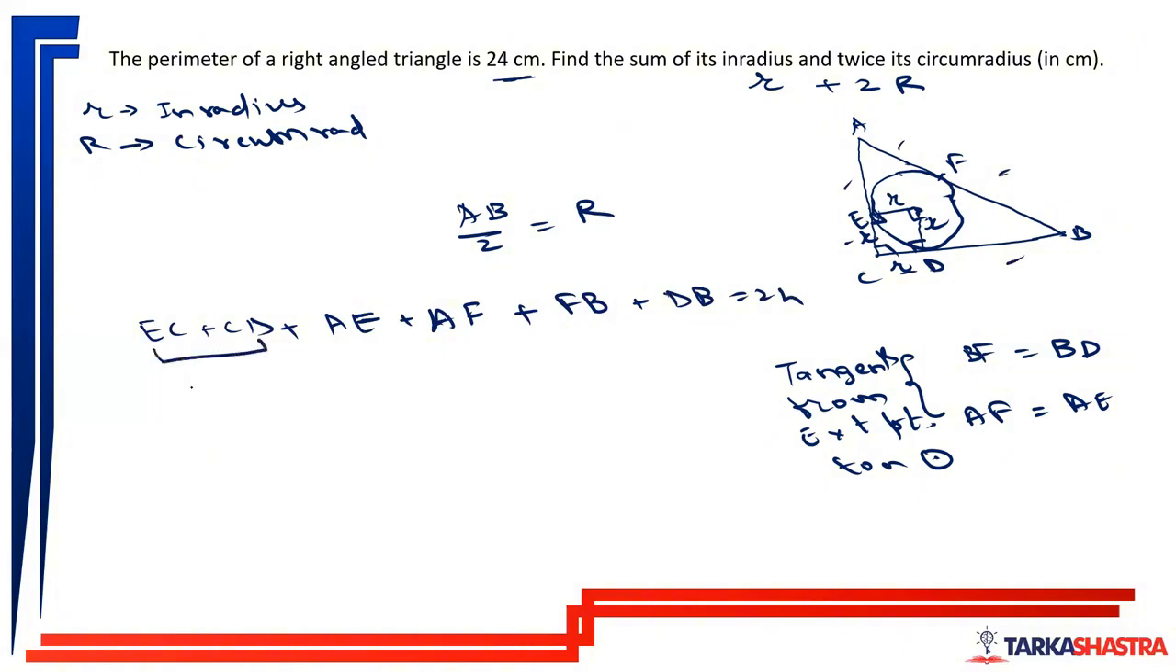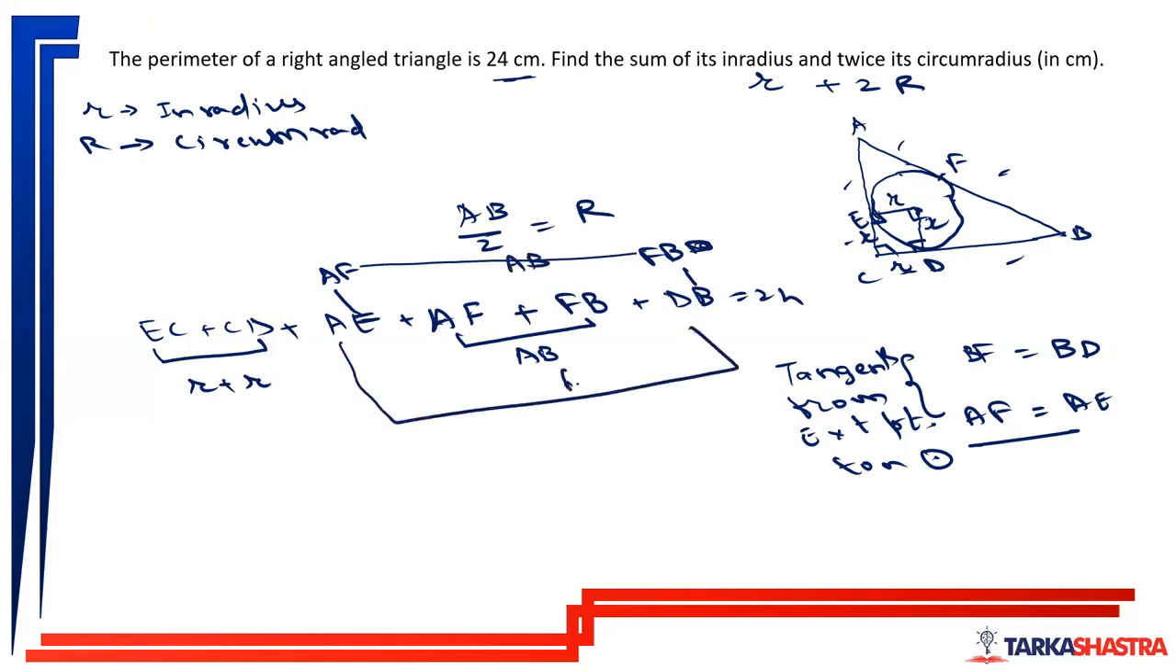Now, EC plus CD is r plus r. AF plus FB is nothing but AB. And AE is nothing but AF. FB is nothing but DB. I also know that AF plus FB is AB. So this is also AB.